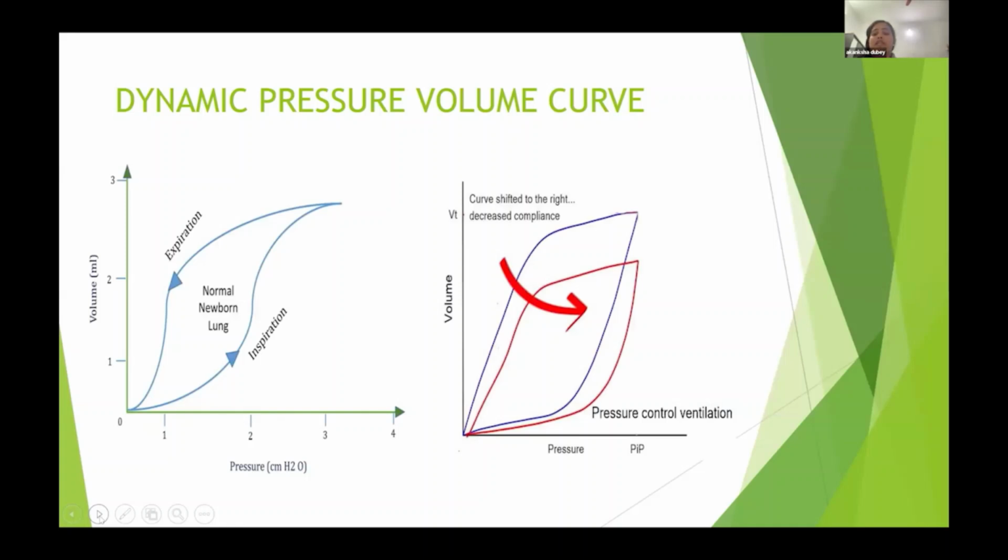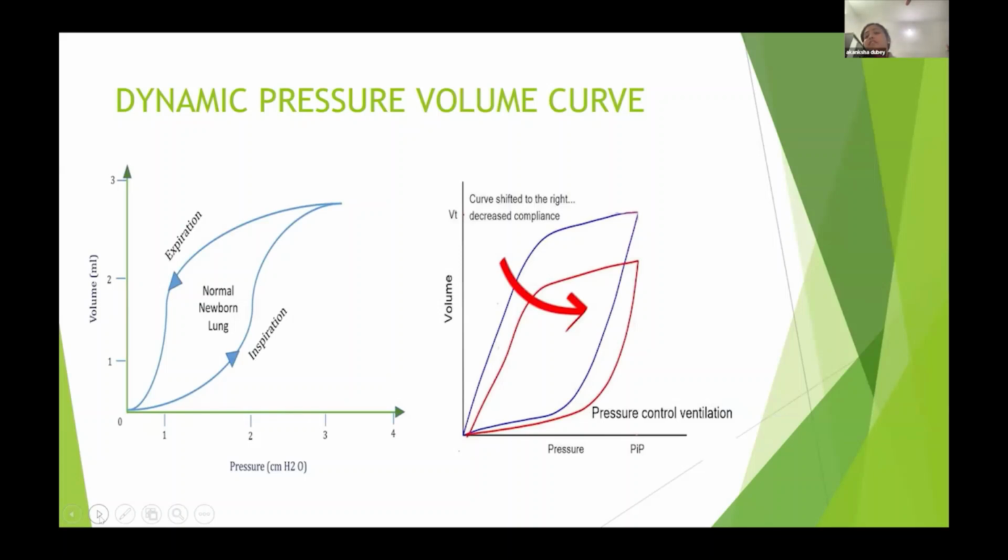This is a dynamic pressure volume curve. We can see the curve on the left hand side. The x-axis represents pressure, whereas the y-axis represents volume. The lower curve is the inspiratory curve. It increases up to a certain point, and then in expiration, it comes back to the normal. The area between these is hysteresis. And the same we can see on the right side.